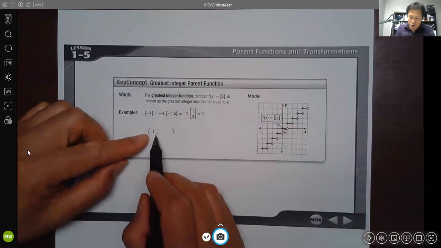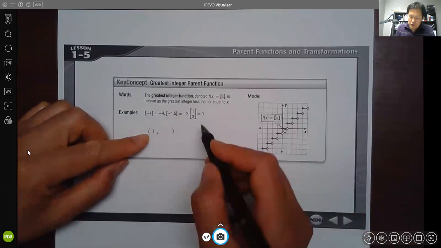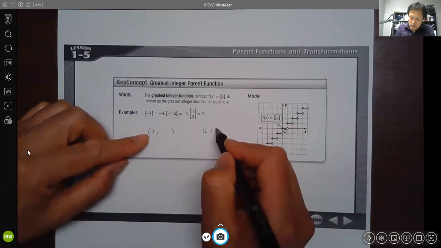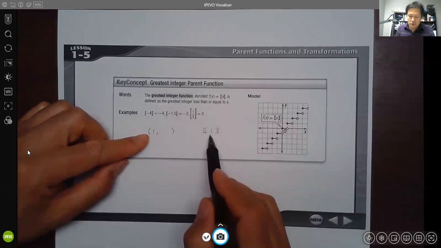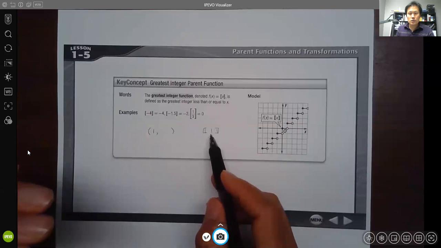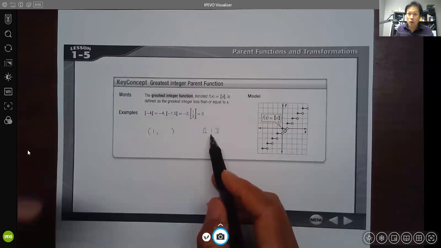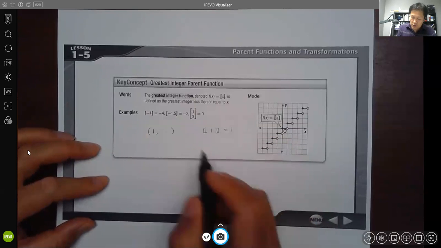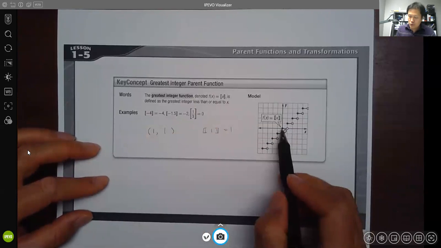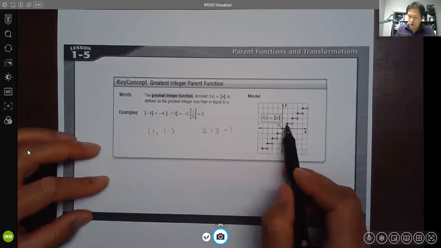If you put the value of 1, the question is, what's the greatest integer less than or equal to 1? Greatest integer less than or equal to 1 is 1. So you get 1 here. That's why when you have 1, you get 1 here.